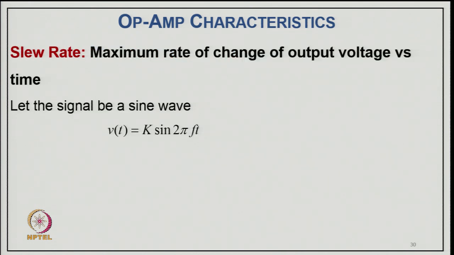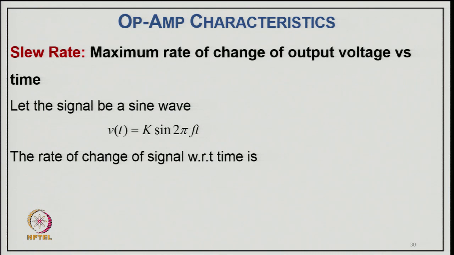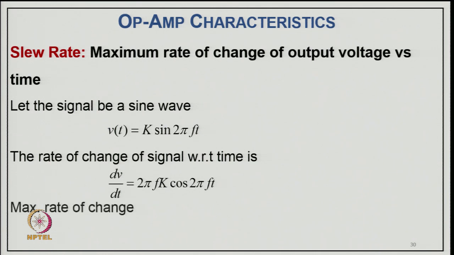Now, there is a very important quantity, which we call the slew rate. It is the maximum rate of change of the output versus time. Let the signal be a sine wave, k sin 2 pi f t. The rate of change of the signal with respect to time is dv by dt, that is 2 pi f k cos 2 pi f t. The maximum rate of change will be 2 pi f k, because it is maximum only when cos 2 pi f t is 1.